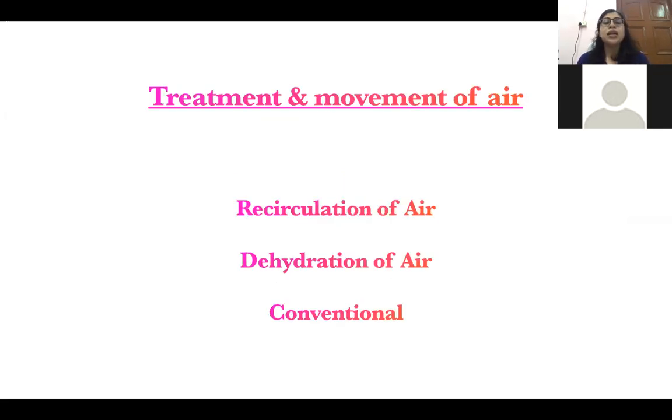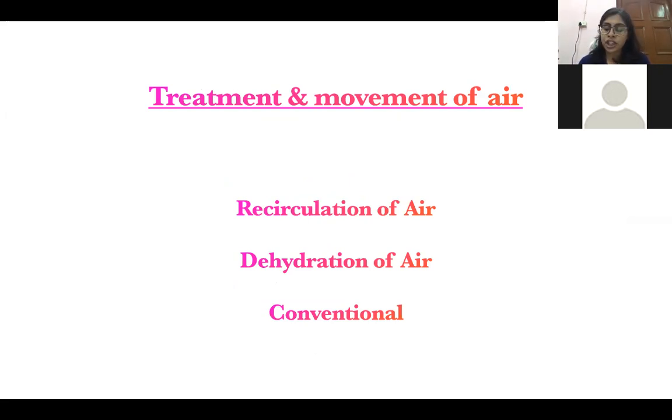Then comes treatment and movement of air. So the air we are using, how do we treat and move the air within the instrument? One is recirculation of air. The same air is recirculated time and again within that particular unit. This is clear?